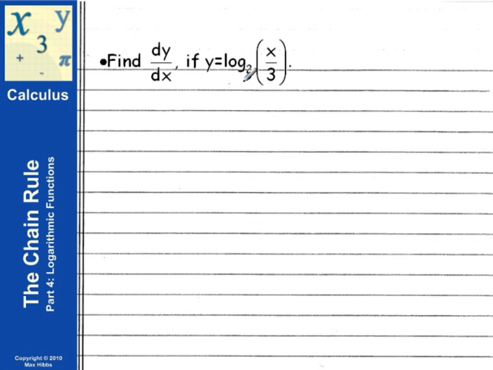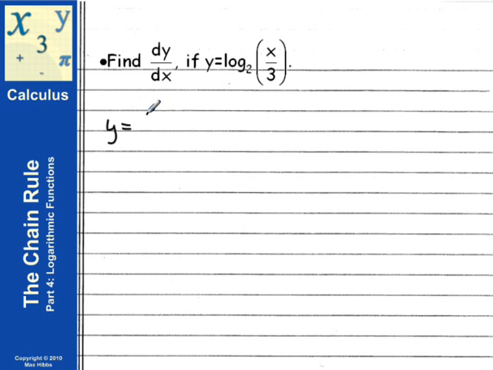We could just leave this function alone and find the derivative based on the argument x divided by 3. But I find that that's probably going to be more difficult. Maybe we'll look at it both ways. But what I'm going to choose to do first is to rewrite my function. I'm going to use laws of logarithms. And I'm going to say, oh, the logarithm of a quotient is the difference of the logarithms.